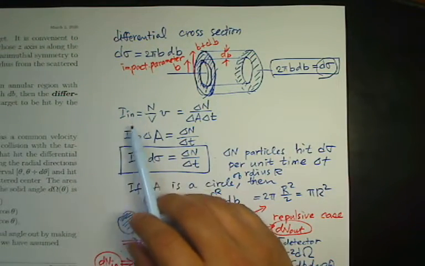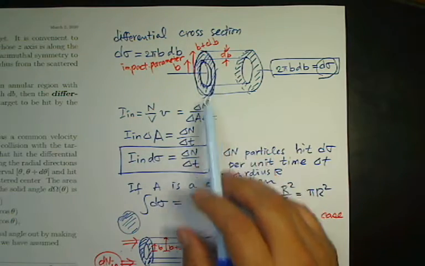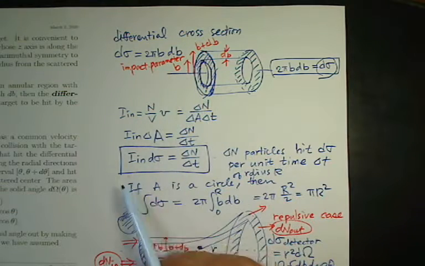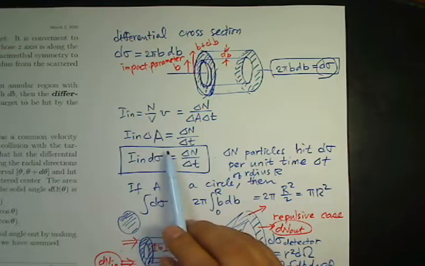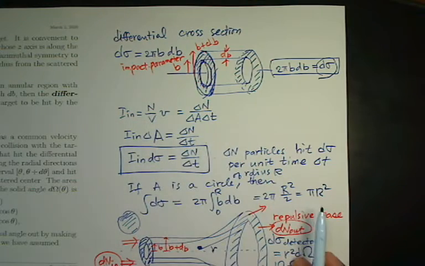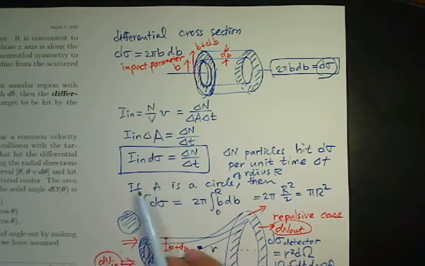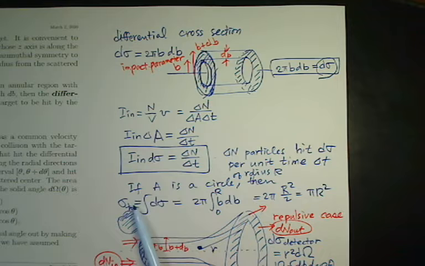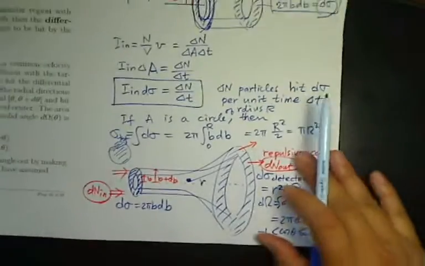If you are equipped with the incident intensity of the particles in this cross-sectional area, the number of hits per unit time on that differential cross-section will be the incident intensity I multiplied by the differential cross-section area. If A is a circle, this differential cross-section can be integrated to find the total cross-section, and you can carry out the integration to find pi r squared is the total cross-section of the area.